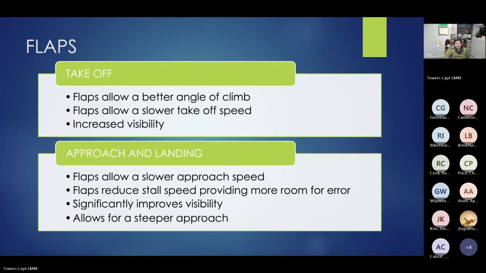When it comes to approach and landing, the flaps allow a slower approach speed and reduce the stall speed, providing more room for error as you approach the ground, which is very important. It again significantly improves your visibility and allows for a steeper approach. So instead of having to have your normal approach go like this to maintain your rate of descent while maintaining your airspeed, you can afford to have your nose a little bit further down because your flaps are taking care of that rate of descent for you and allows you to have a steeper approach.